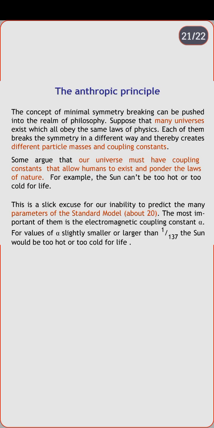For example, the sun can be too hot or too cold for life. This is a slick excuse for our inability to predict the many parameters of the standard model. The most important of them is the electromagnetic coupling constant alpha. For values of alpha slightly smaller or larger than 1 by 137, the sun would be too hot or too cold for life.